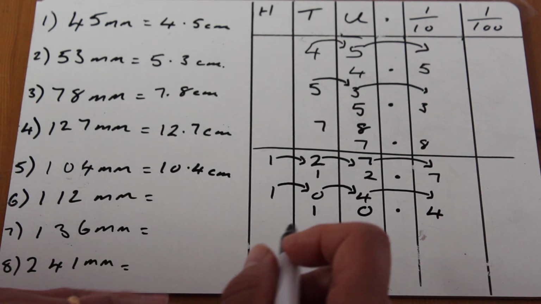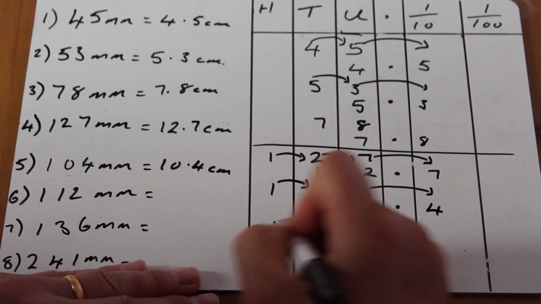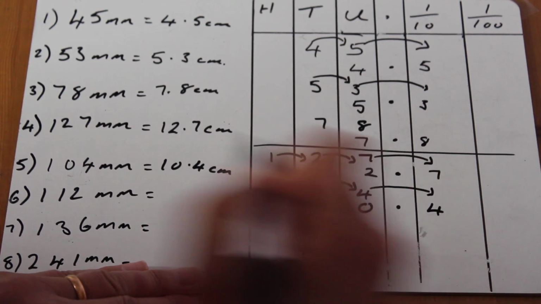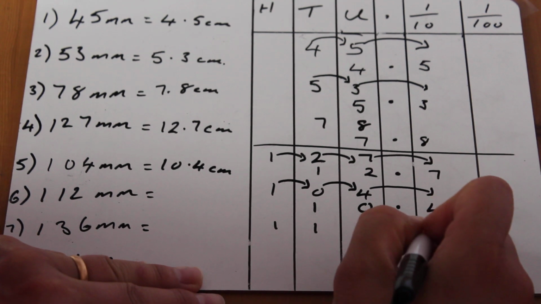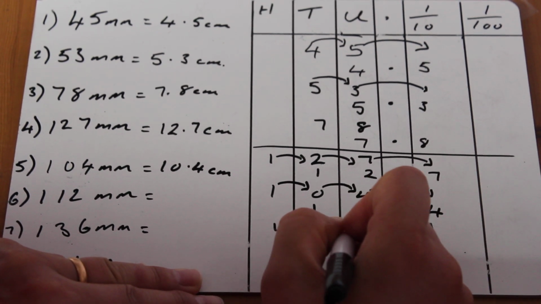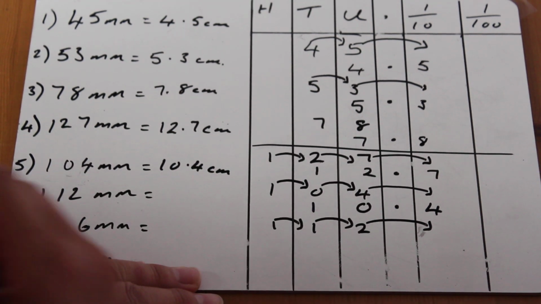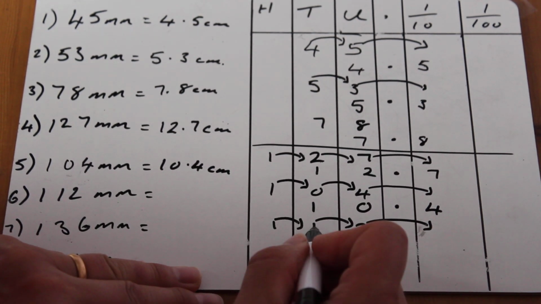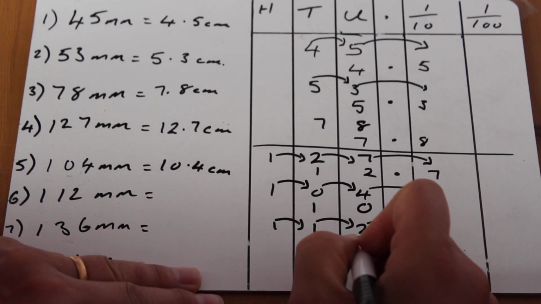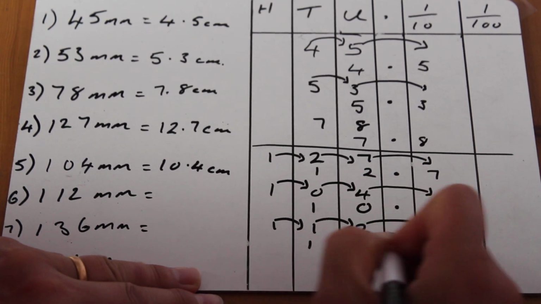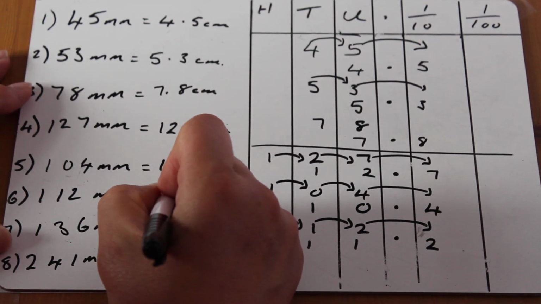Let's look at the next one, 112 millimetres. So I'll write it down, 100, 110, 2 units. The 2 moves one column to the right. The 1 moves a column to the right. The other one moves a column to the right. Now I'm going to take each of these digits and put it underneath its arrow. So the 2 goes there, the 1 goes there, the 1 goes there, and that gives me 11.2.